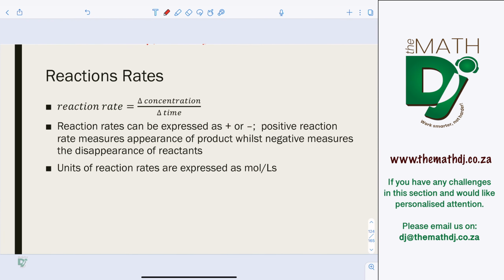So, reaction rate is calculated as change in concentration divided by change in time. So it's final concentration minus initial concentration, divided by change in time, which is final time minus start time.